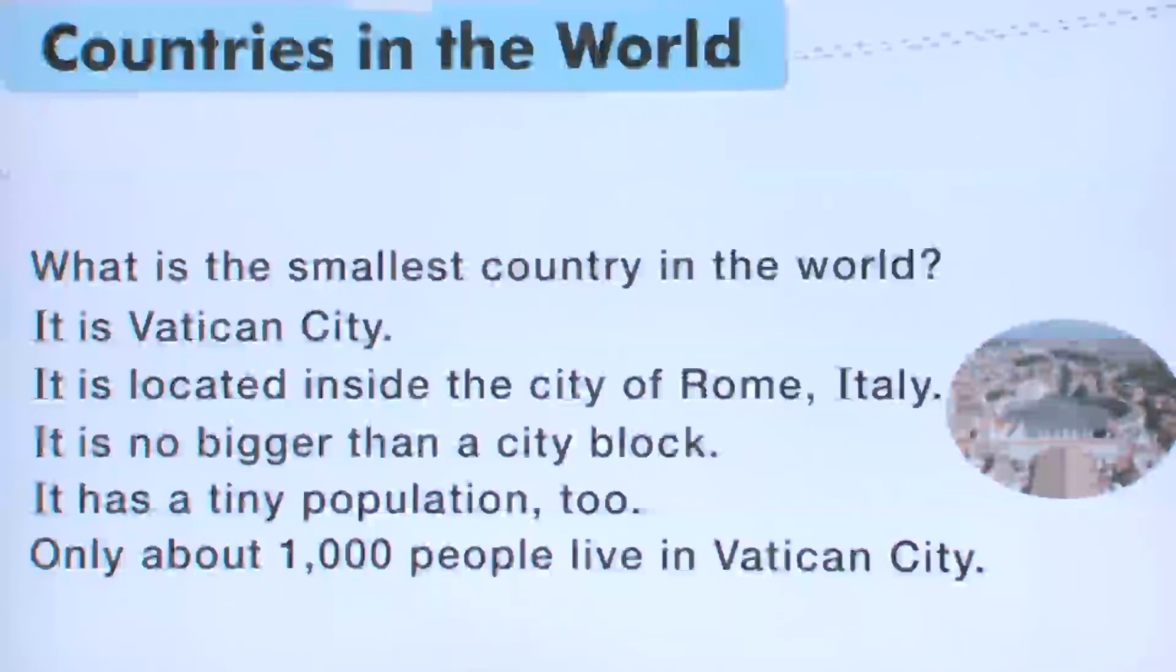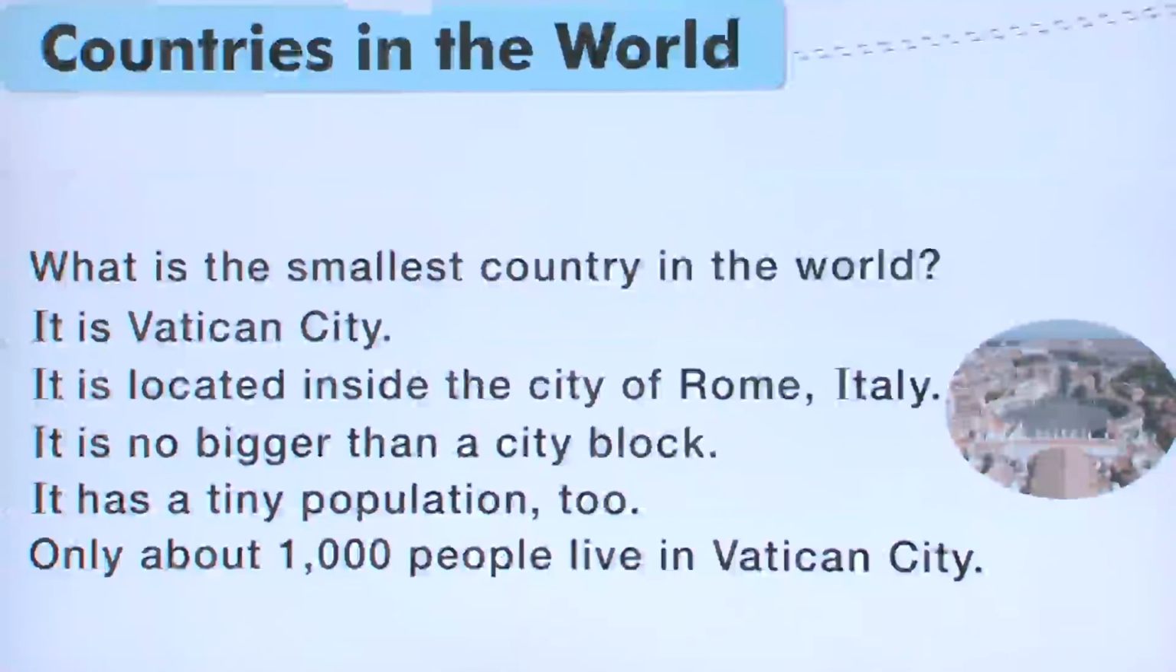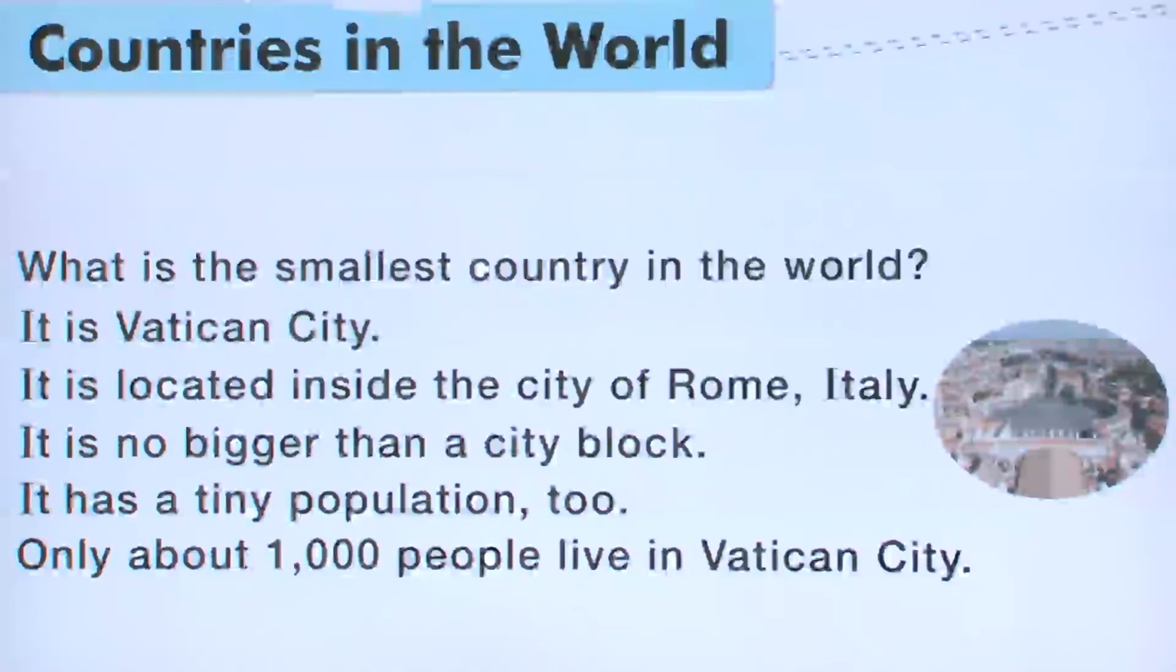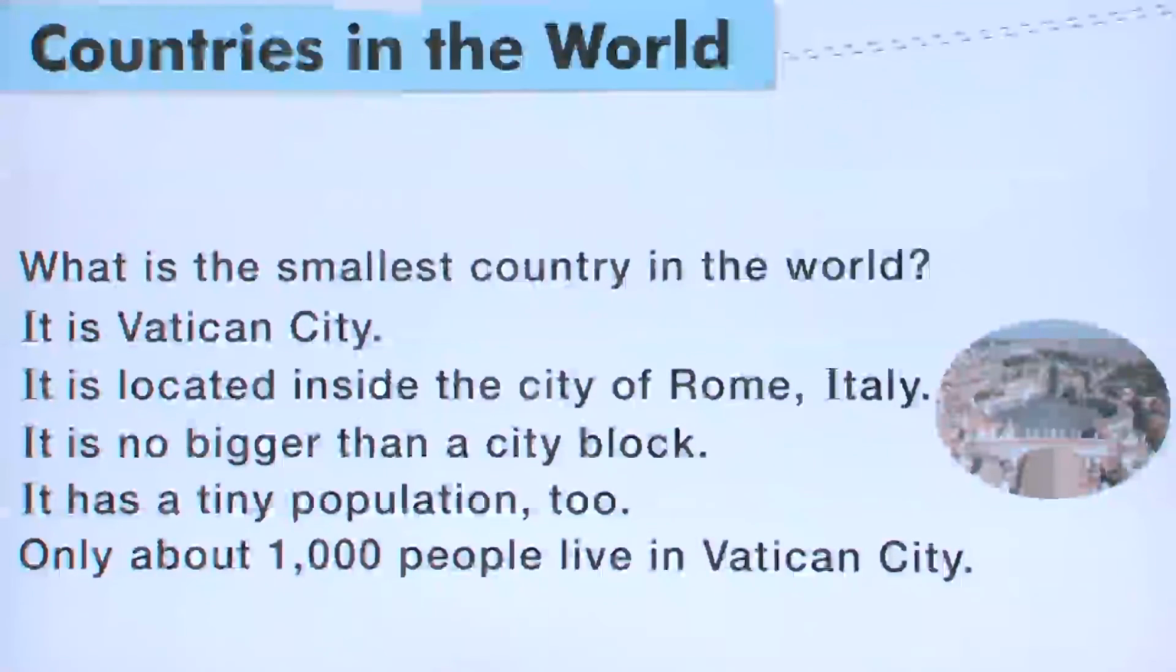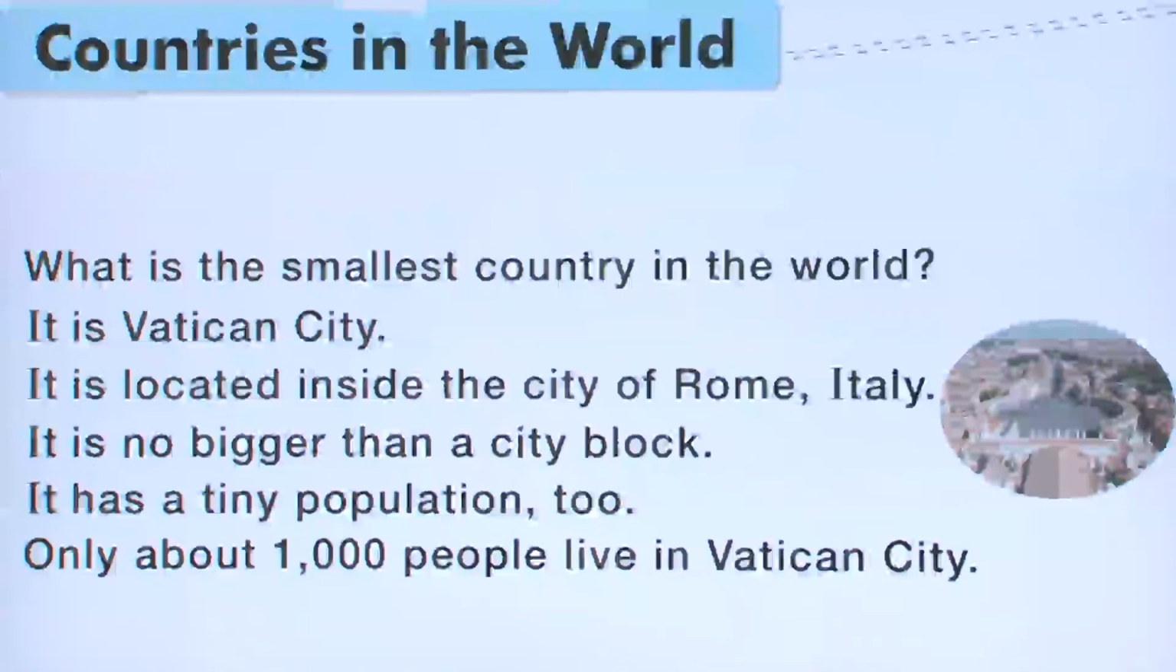What is the smallest country in the world? It is Vatican City. It is located inside the city of Rome, Italy. It is no bigger than a city block. It has a tiny population too. Only about 1,000 people live in Vatican City.